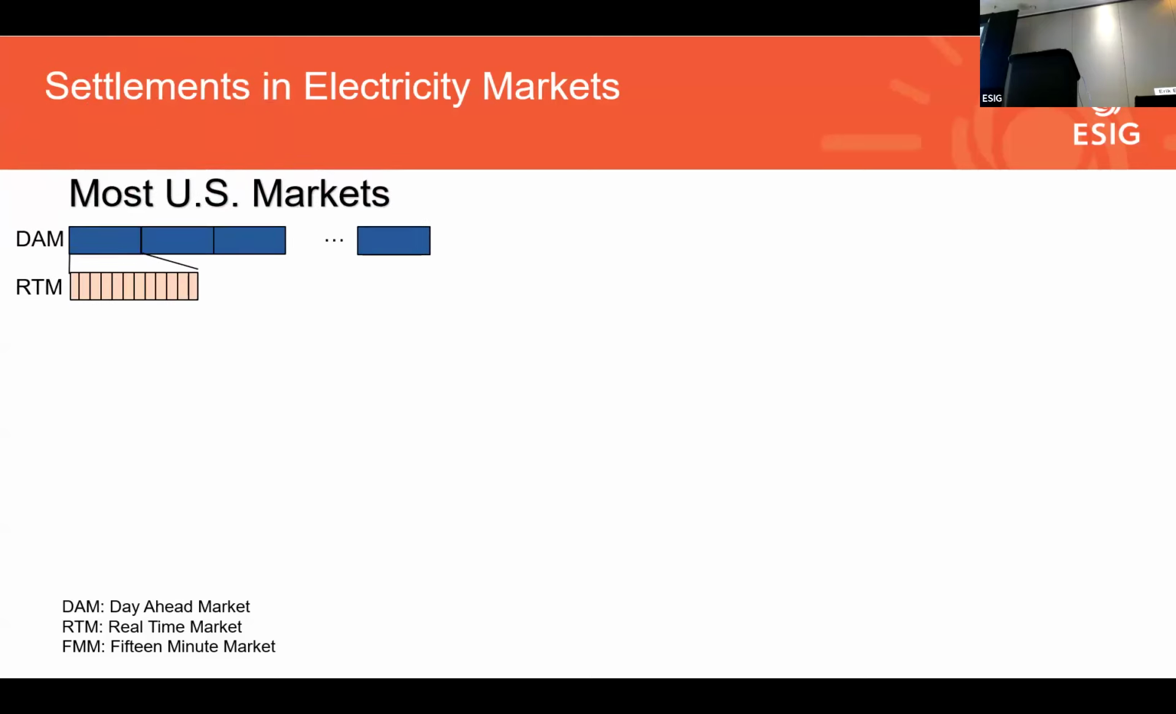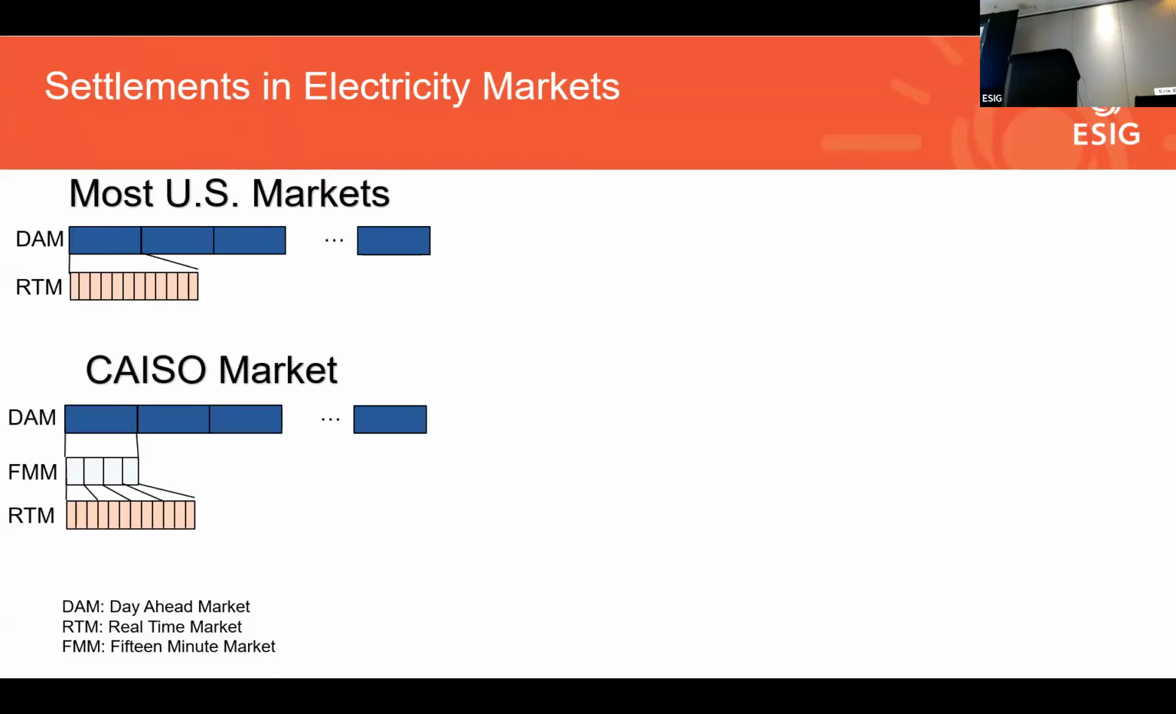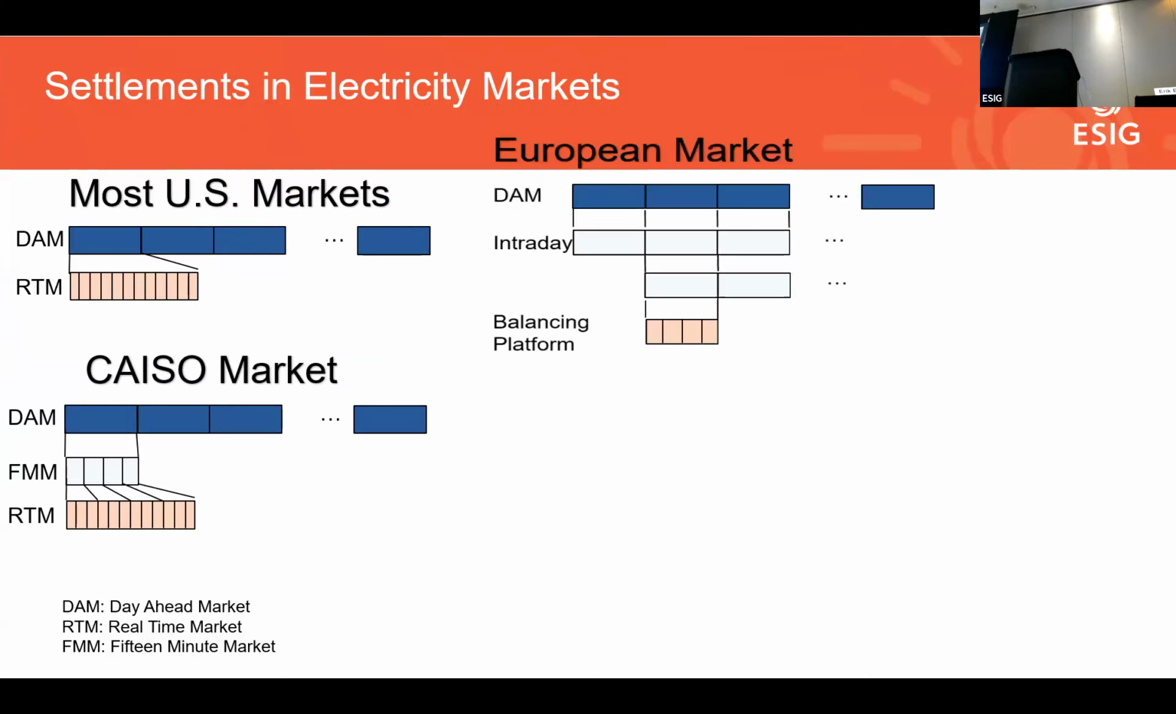So in most US markets, I mentioned in the common slides, we have day-ahead markets and 5-minute real-time markets. Hourly day-ahead, 5-minute real-time. So that's where those settlements are happening for energy. In California ISO, they have this additional settlement that's happening with the 15-minute market in between those. So it kind of has a 3-settlement system.